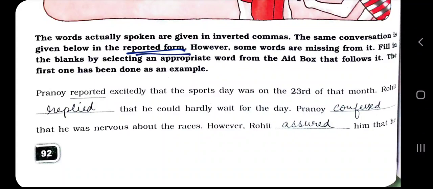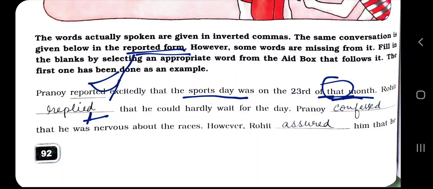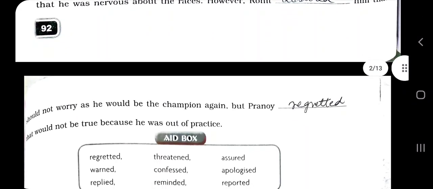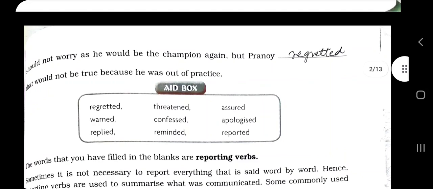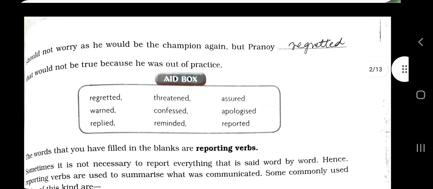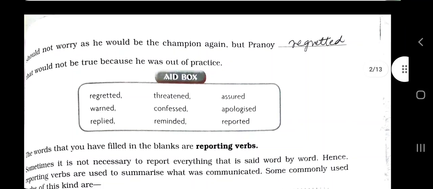The first one has been done as an example. Pranay reported excitedly that the sports day was on 23rd of that month. Now there, you must have noticed that the inverted commas and commas are missing here. Rohit replied that he could hardly wait for the day. Pranay confessed that he was nervous about the races. However, Rohit assured him that he should not worry, as he would be the champion again. But Pranay regretted that would not be the truth because he was out of practice.